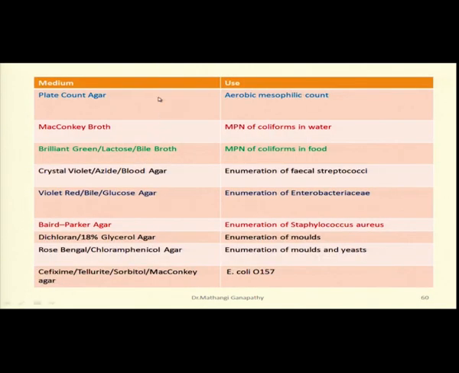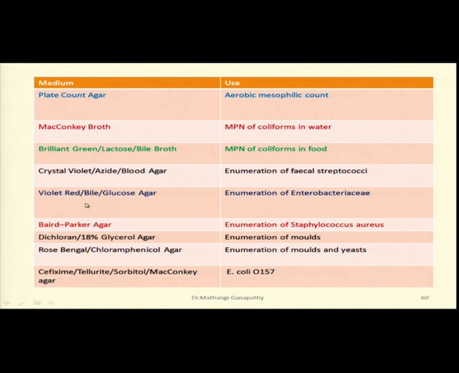Now, there are a lot of media which are normally used to identify the microbes present in food samples. If you see the medium and its use, you have the plate count agar, where we look for the aerobic mesophilic count. We have the MacConkey broth, which finds specifically coliforms; we use the MacConkey broth to identify coliform presence in water. We have the BGLB, where we look for the MPN of coliforms in food. Then you have the crystal violet azide blood agar, which we use specifically for fecal streptococci.